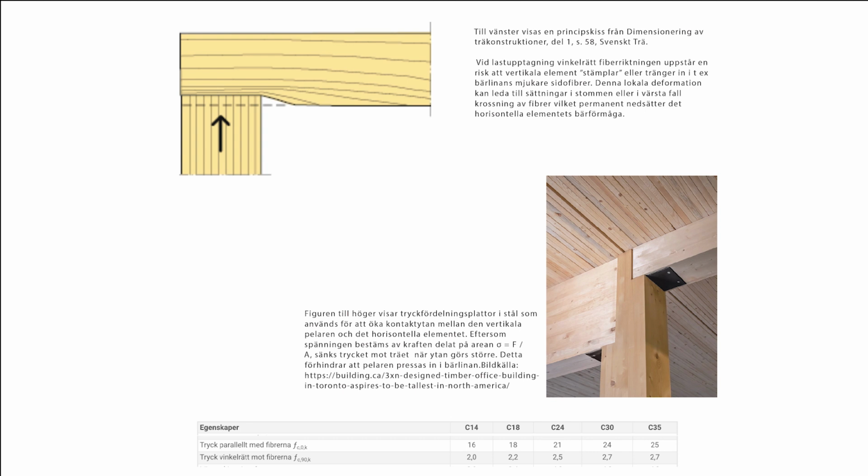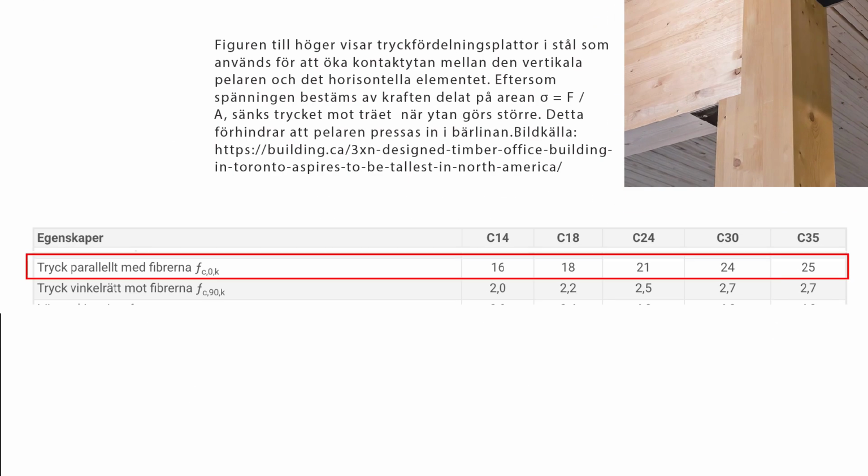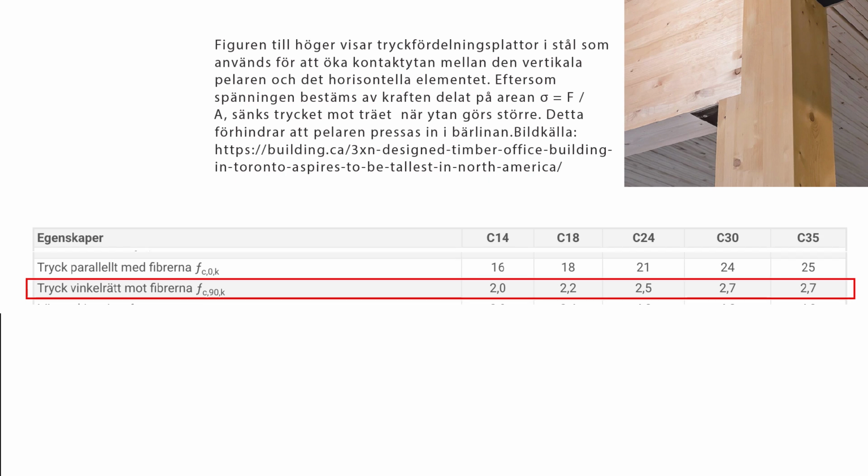As you know, timber is an anisotropic material. It means that it has different characteristics in different directions. This slide is part of my research for an extension of a single-family house with a green roof. As shown here, timber is very strong when pressure is applied parallel to the grain, but significantly weaker when pressure is applied perpendicular to the grain or the fiber direction.